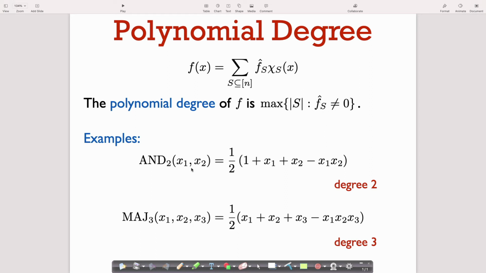Okay, so in the case of the AND function here, the Fourier coefficient corresponding to subset 1, 2 is non-zero, right? It has value -1. So this AND function has degree 2, okay? And we can similarly express the majority of 3 function as a polynomial. Okay, its representation as a polynomial looks as the following, and this has degree 3, okay, because it has this term x1 times x2 times x3.